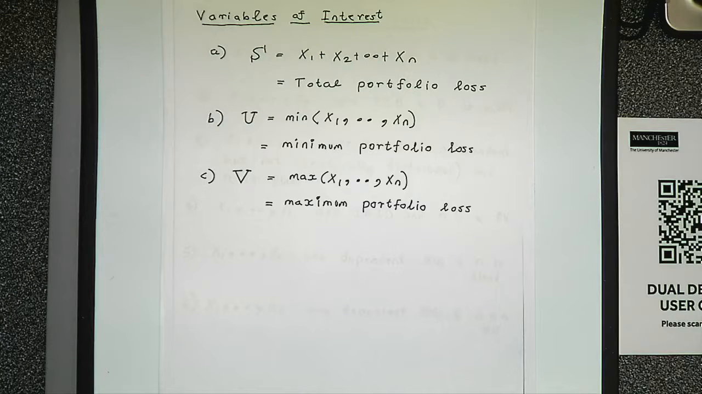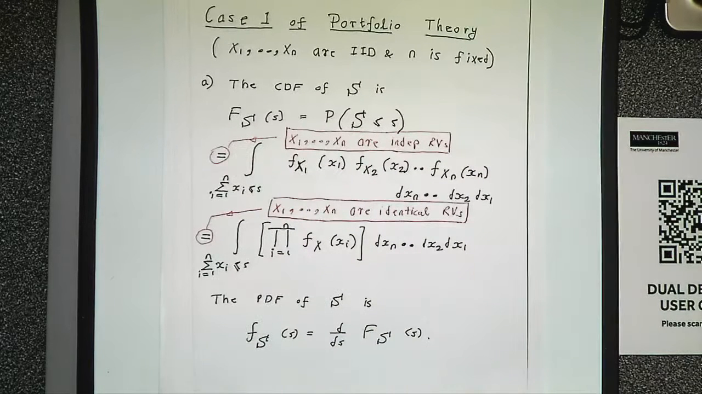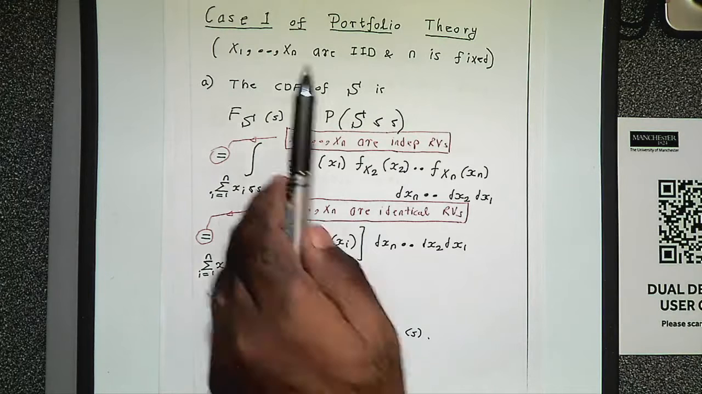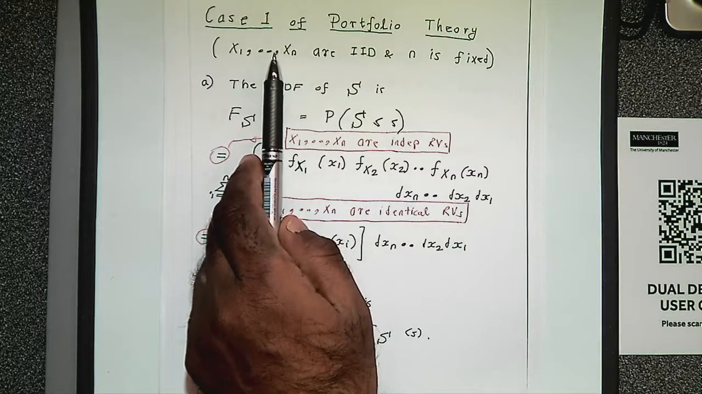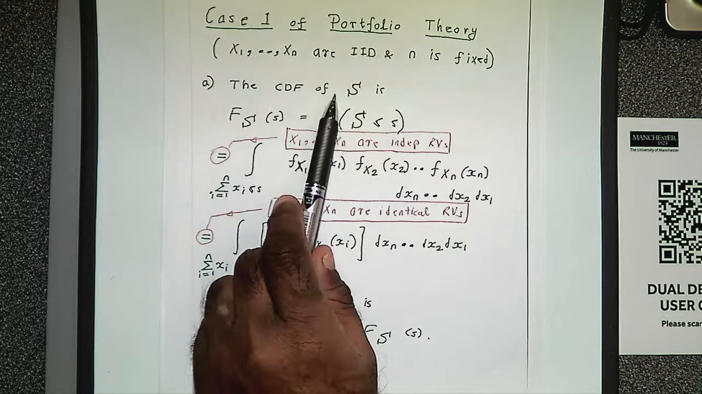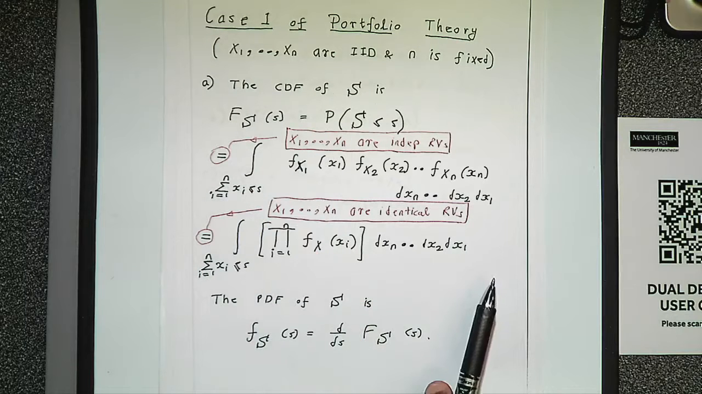So case 1, there are a lot of formulas here, but you don't need to know the derivations. You only need to know how to apply the formulas. So I will do a lot of examples later on. For example, in case 1, the formula for the CDF of total portfolio loss is given by this. And the formula for the PDF is given by this. I don't expect you to know the derivations of these formulas, although I have given the derivation. I mean, I have basically given the formula, but not the derivations, right? So I don't expect you to know the derivation.